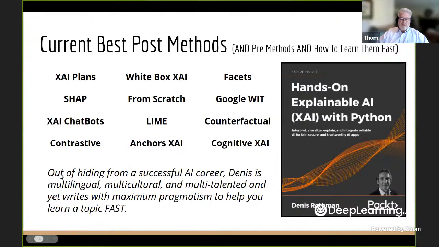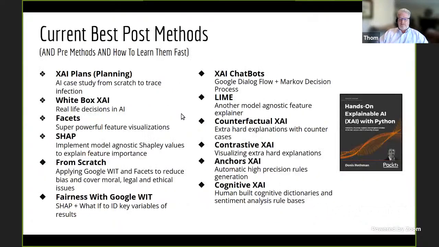Now, oh, and this is my favorite phrase to say about Dennis, out of hiding from a successful AI career. Dennis is multilingual, multicultural, and multi-talented, and yet writes with maximum pragmatism to help you learn a topic fast. That's one of the things I put in my reviews. And this is yet another, by the way, you can all get to this presentation. I'll show you the bit.ly link at the beginning, but if we go through each of these chapters at a very high level, first, he's just doing AI case study from scratch to trace infection, like the story that Sai shared.